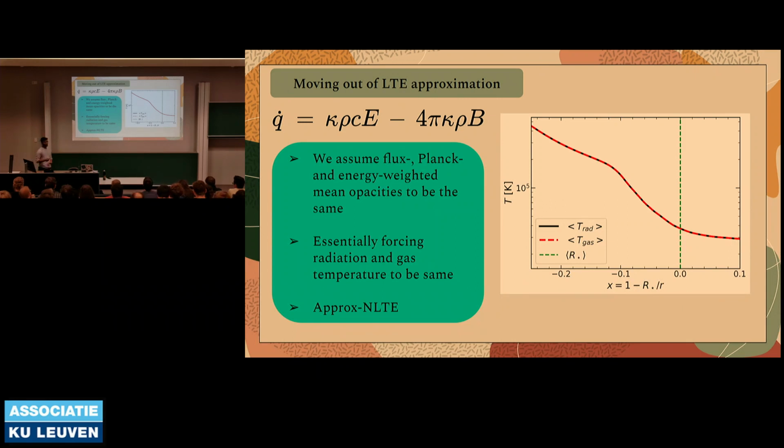One thing we have done in our models is that we are basically forcing an LTE condition. We assume that the flux, Planck, and energy mean are the same, and this is the heating and cooling term. This basically forces your radiation and gas temperature to be the same. So we're moving towards approximate NLTE, and I'm going to start working on that after my vacation.